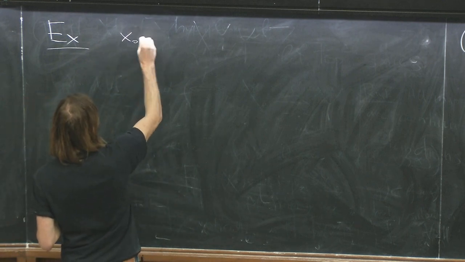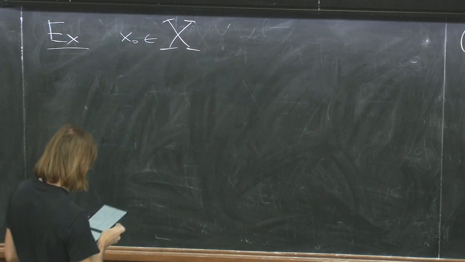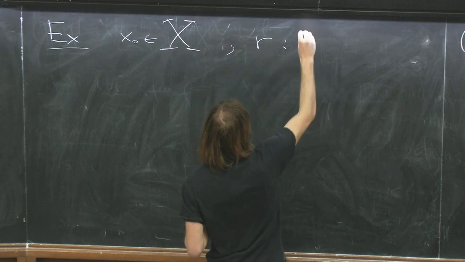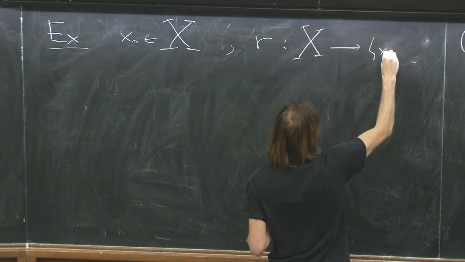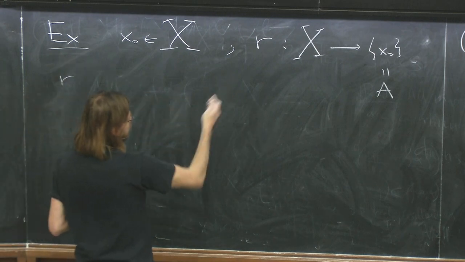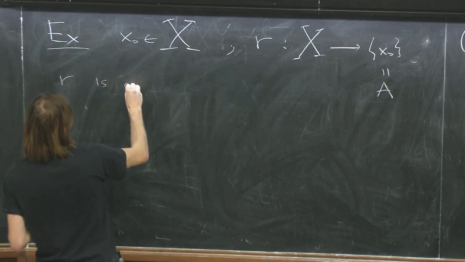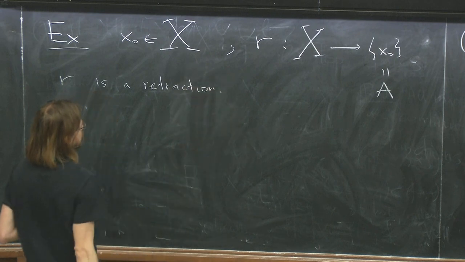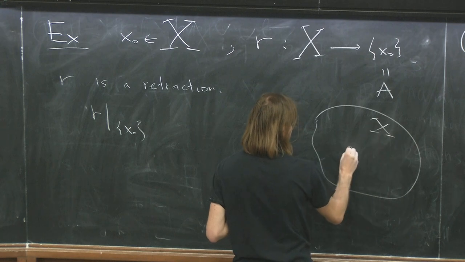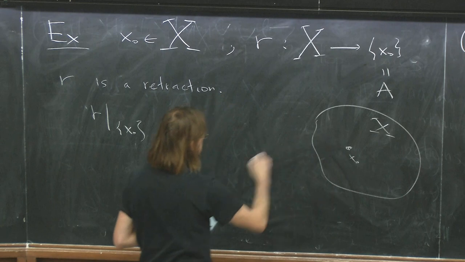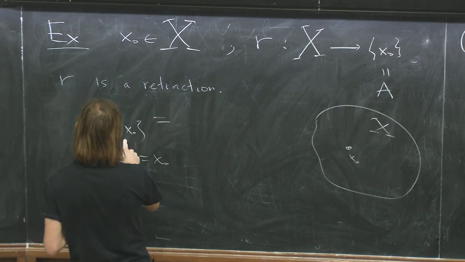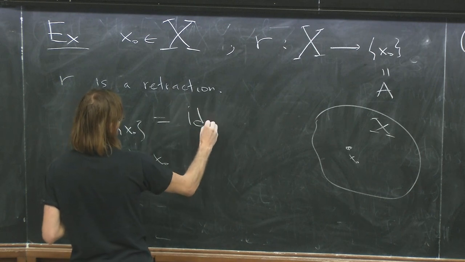Consider any topological space X and fix a point there, x0. So let me consider R. There is a unique map R from this total space to a subspace consisting of this single point, which should be our example of A here. So R is always a retraction. Why is that? Because if you restrict R to this subspace, A is just a subspace consisting of a single point. Since R of any point X is equal to x0, in particular, if I restrict R to this subspace consisting of a single point, this is obviously the identity.